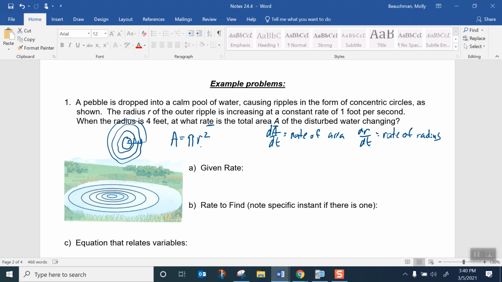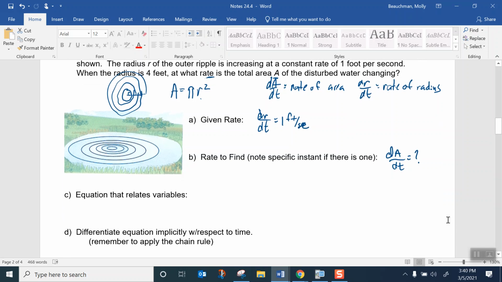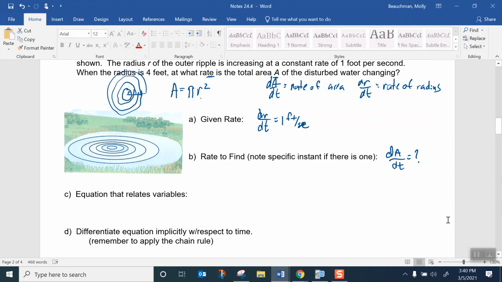So what is our given rate? Again, a pebble is dropped, causing ripples. As shown, the radius of the outer ripple is increasing at a rate of 1 foot per second. So we're given that dr/dt is 1 foot per second. Then we want to know at what rate the area is changing. So the rate to find is dA/dt, the rate of change of the area over time. The equation that relates our variables is the area of a circle formula: area is equal to pi r squared.